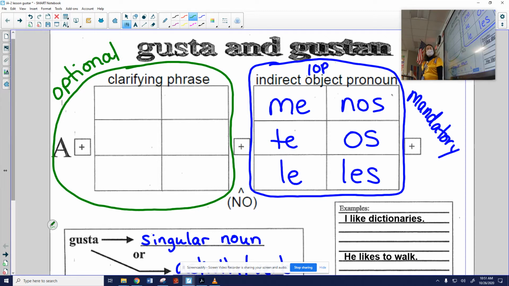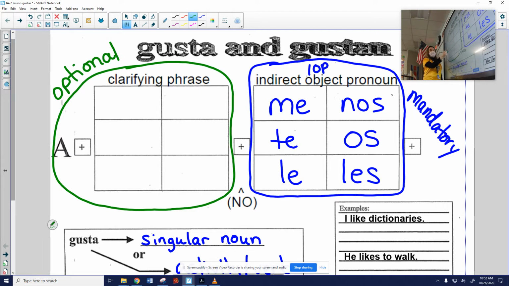Likes. If I said, les gustan las matemáticas, I'm not really sure who we're talking about. Who likes math? It could be they, the girls, they, the boys, or it could be you guys like math class. So sometimes we use a clarifying phrase in addition to one of these indirect object pronouns to be more clear about who we're talking about. And luckily, most of the clarifying phrases are really easy and they're words you already know.